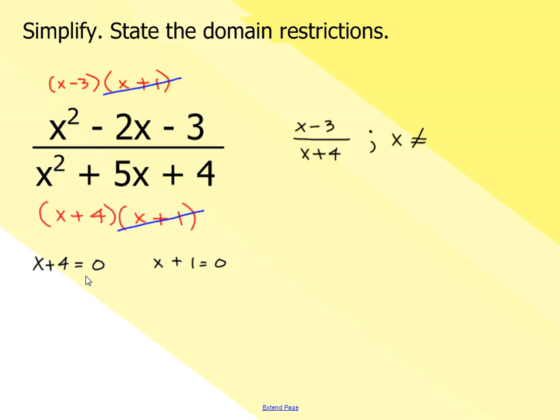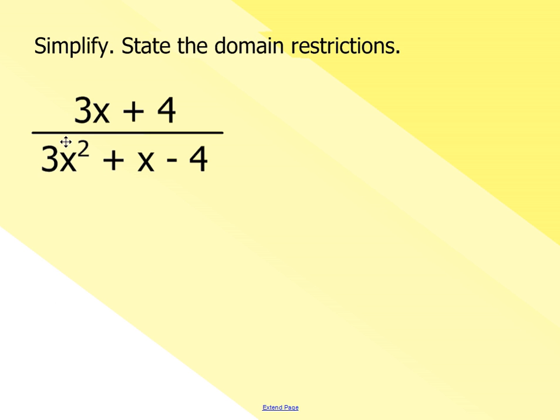So here I would subtract 4, and I would get that x equals negative 4. Here I would subtract 1 and get that x equals negative 1. That means that x cannot be negative 4 and x cannot be negative 1, or else I will end up with a 0 in the denominator. So my domain restrictions are that x is not equal to negative 4 or negative 1. Here you're just making a list of all of the numbers that x is not allowed to be.